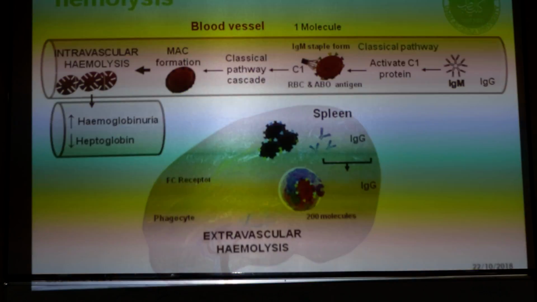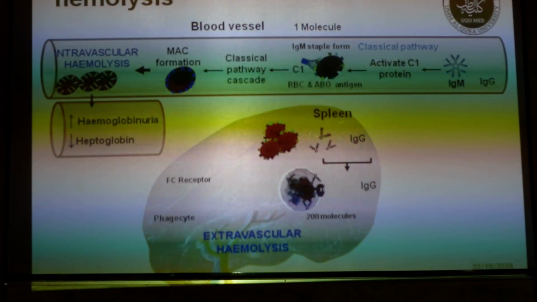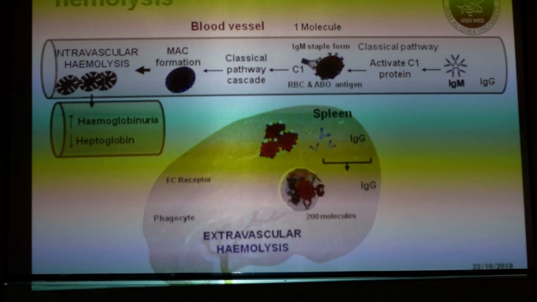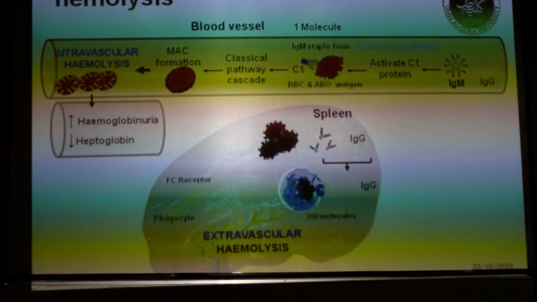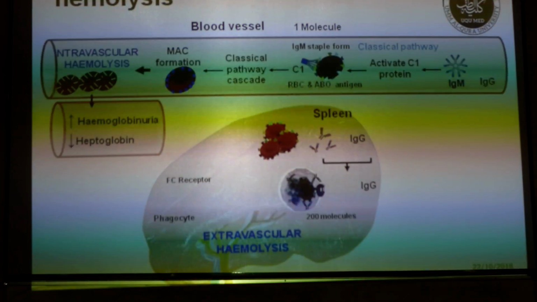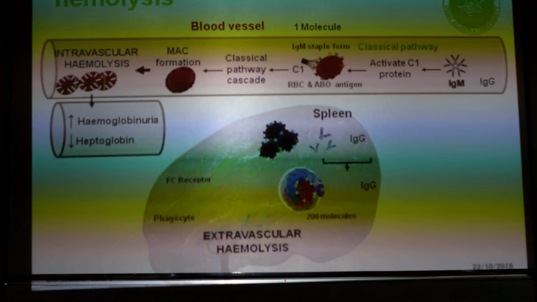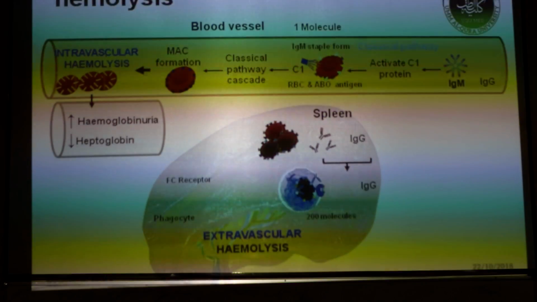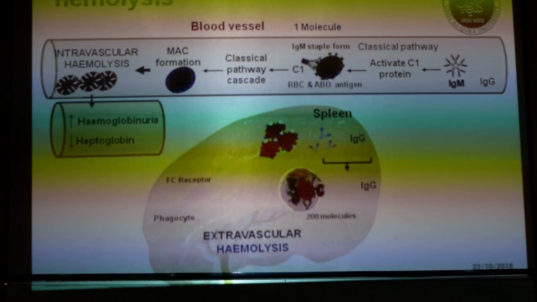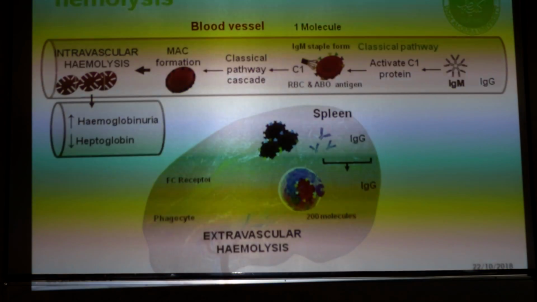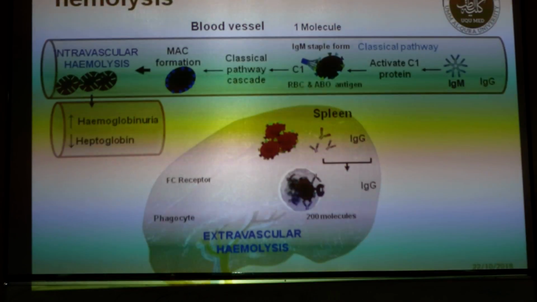So another thing you need to remember is IgM, one molecule is enough to activate the classical pathway, but 200 molecules of IgG are required to activate the classical pathway. That's why mainly it's the IgM that activates the classical pathway, and intravascular hemolysis is dependent on IgM, and there is rupturing of the cells inside the blood vessel. While IgG will bind to the red blood cell, act as an opsonin, helps the macrophage to engulf it and destroy it in the spleen.